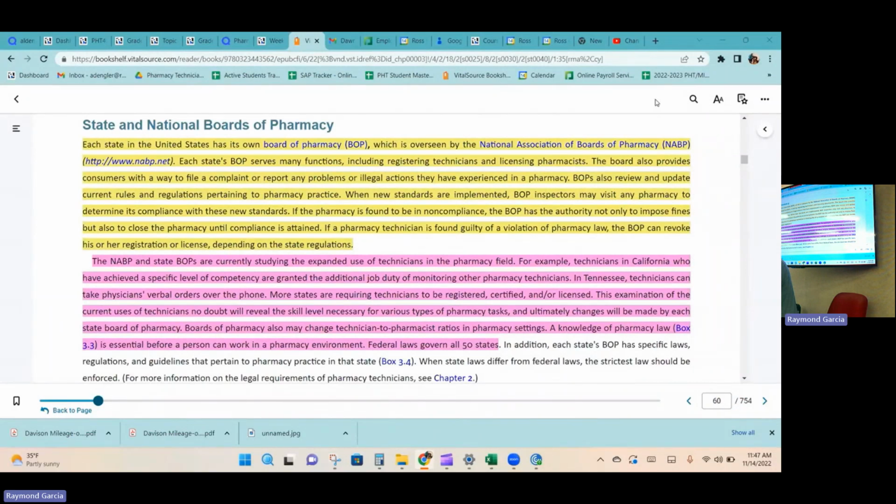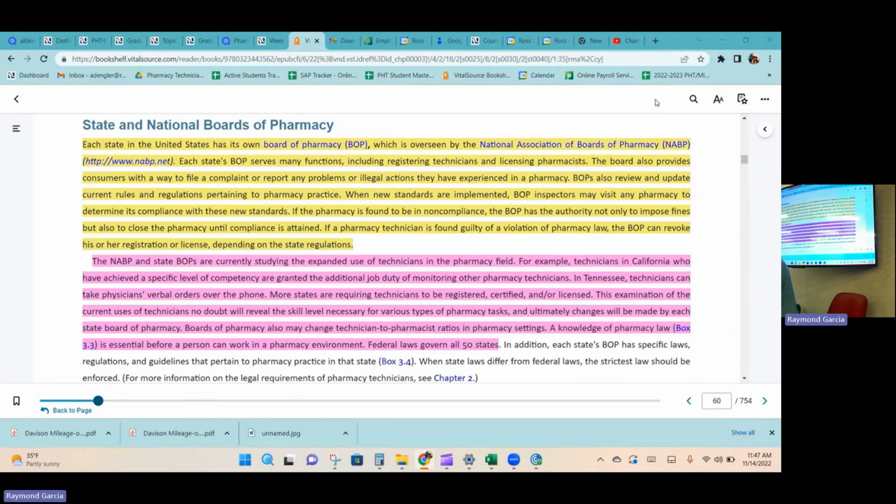Each state in the United States has its own Board of Pharmacy, which we abbreviate as BOP, which is overseen by the National Association of Boards of Pharmacy, the NABP. Each state's BOP serves many functions, including registering technicians and licensing pharmacists. The board also provides consumers with a way to file a complaint or report any problem or illegal actions they have experienced in a pharmacy.